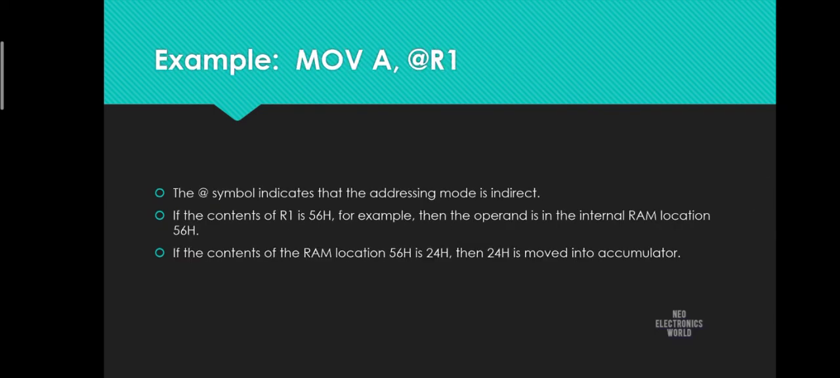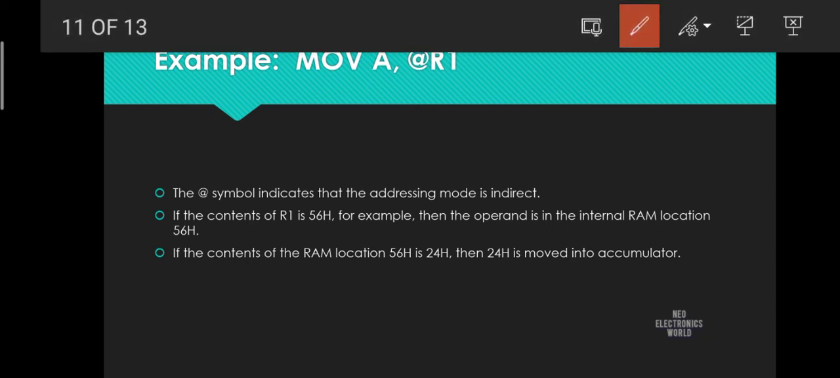Let's discuss an example. MOV A, @R1. The @ symbol indicates that the addressing mode is indirect. If this symbol is seen, you can simply recognize that this is indirect addressing mode.